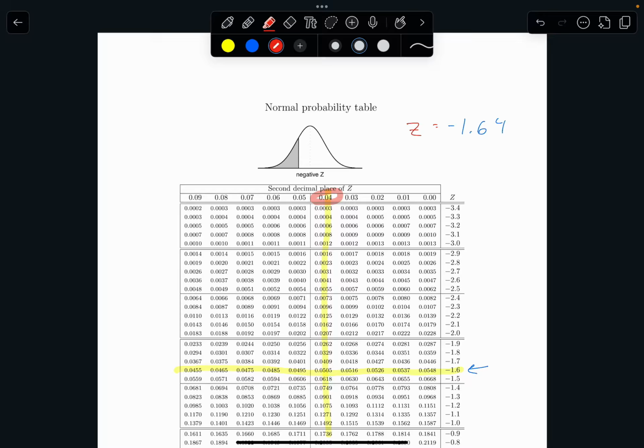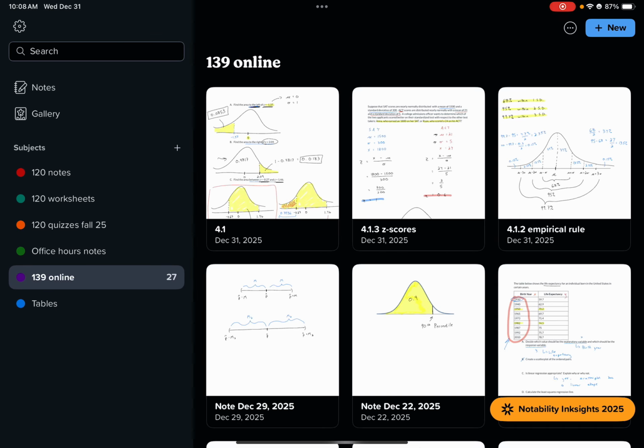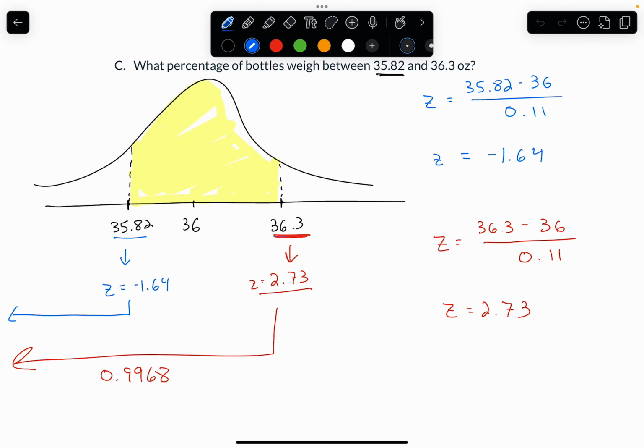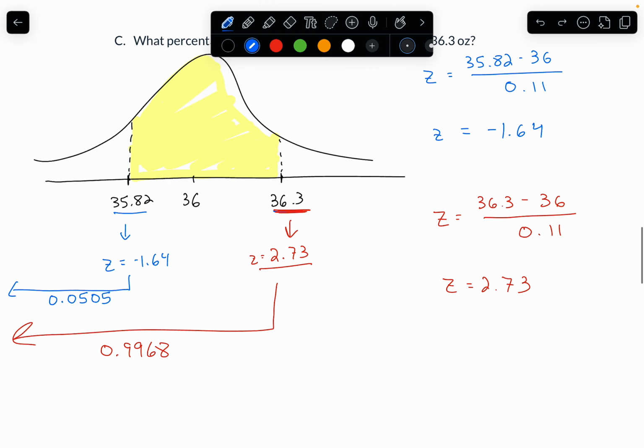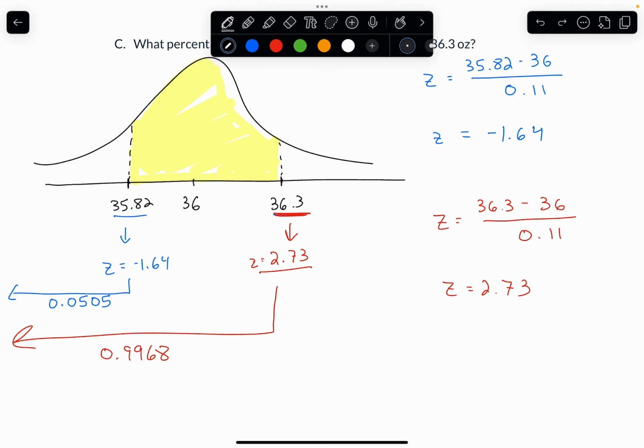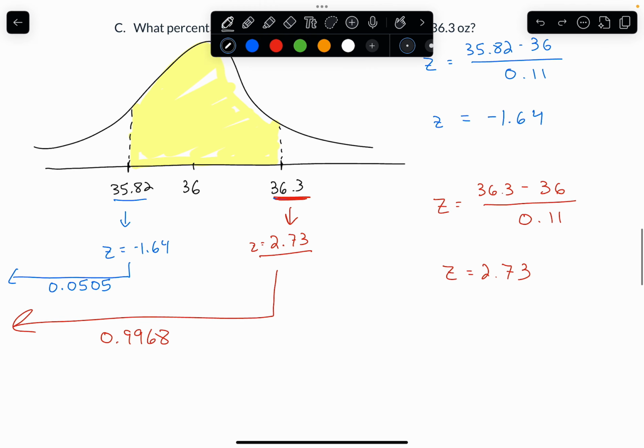The area to the left of that number is 0.0505. So I know the area to the left of negative 1.64 is 0.0505. So to finish this problem up, if I want to know this area in this middle section right here, that highlighted yellow region, I'm just going to subtract these two areas. I'm going to take the larger area minus the smaller area.